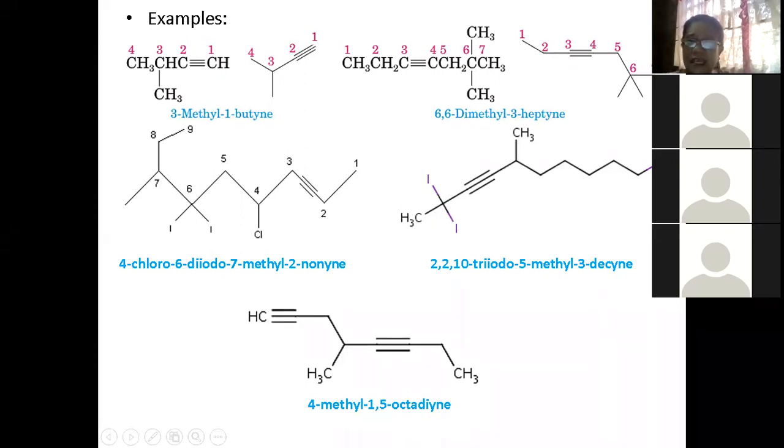So here it is again another structure. Where is our carbon 1? It cannot be carbon 1 here. Where is the triple bond? The triple bond is here. Therefore, our carbon 1 will be here. That is 1, 2, 3. Then 4, 5, 6, 7, 8, 9, 10, 11. That is undecyne.